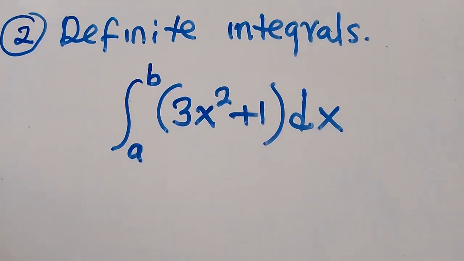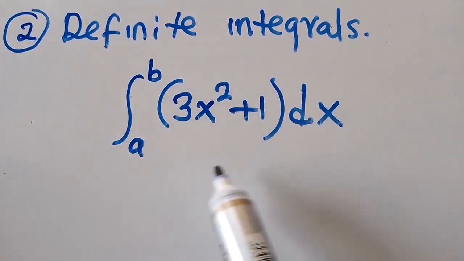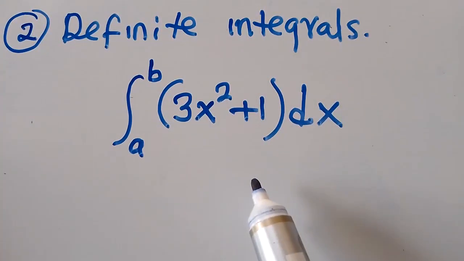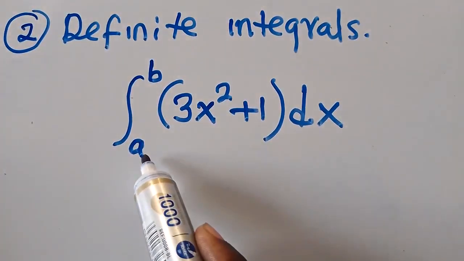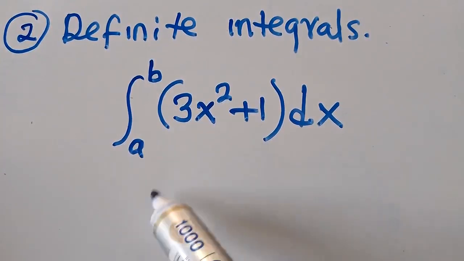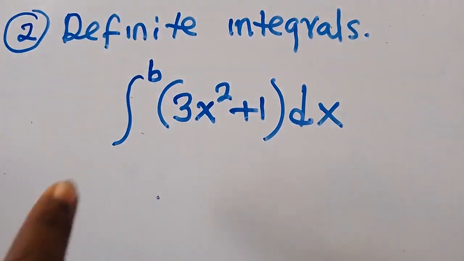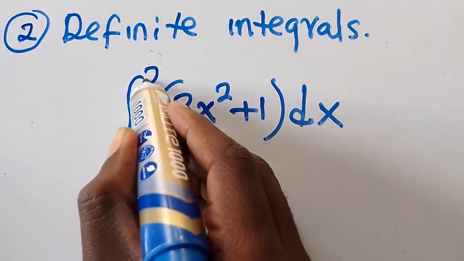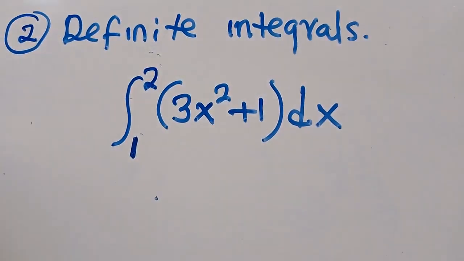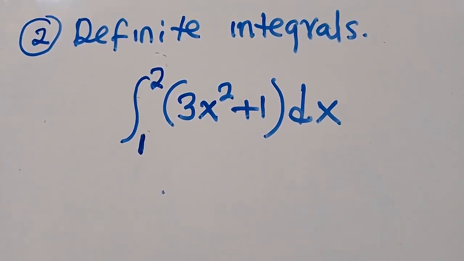So I'm going to get this one as an example. So what if you are told to integrate something like this? Have you seen? I've told you that this one is called the lower limit. That one there is called the upper limit. So what if you are given something like this? I'm going to put numbers. What if there is a 1 here, then there is a 2 there? Then you are told to integrate this. So how can you go about this?